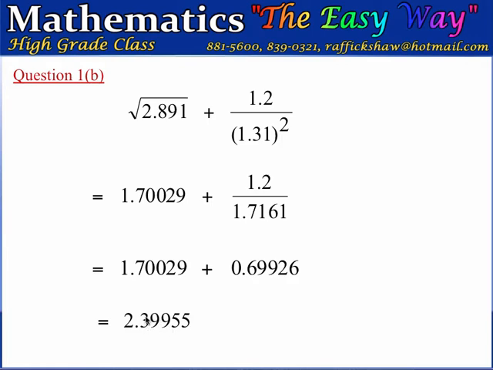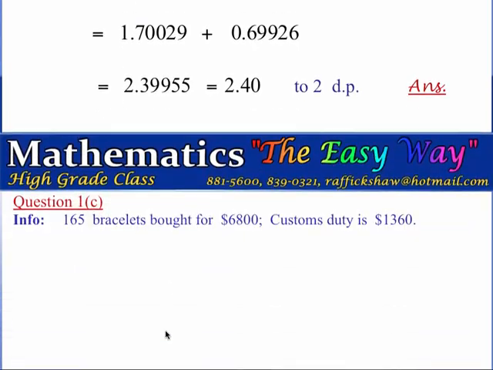And so this 39, the 2 decimal places here, will become 40 when it is corrected with this 9. And so the final answer is 2.40. 2.40 is the final answer correct to 2 decimal places. And so that's the answer for part B. Let's move down now to part C.